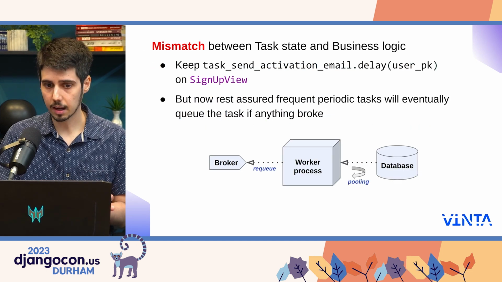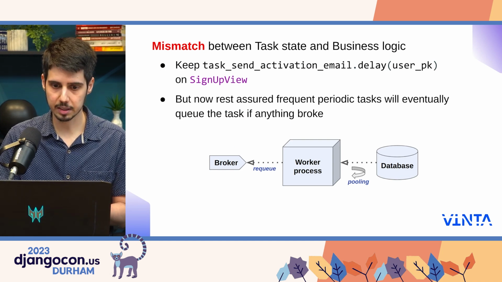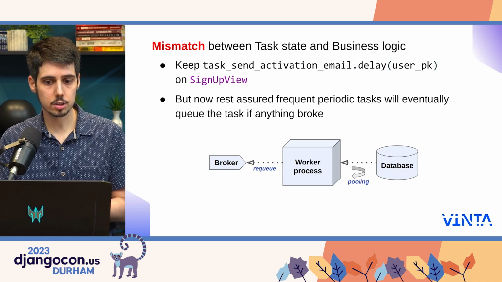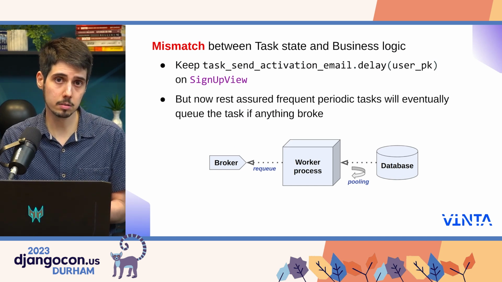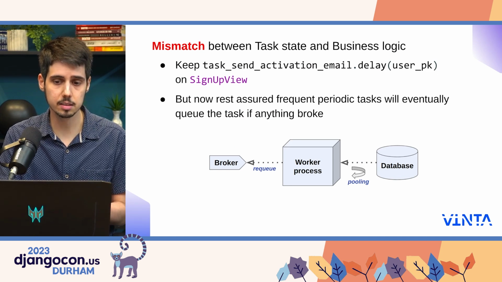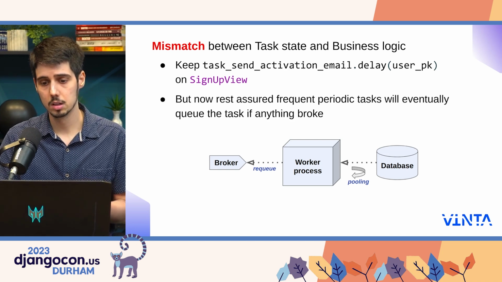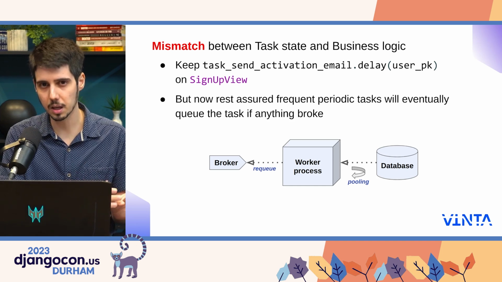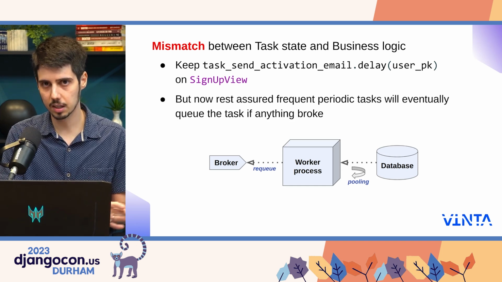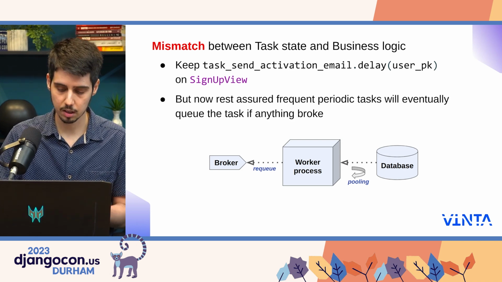We can keep the task send activation email on the sign up view. There's no problem with that. And we can rest assured that frequent periodic tasks, like every 5 minutes, will eventually queue the send activation email task if anything broke on the sign up view. So this way we have the best of both worlds. We still have the fast behavior during sign up of sending the email if everything is right, but we also have consolidation work to fix it if that breaks.